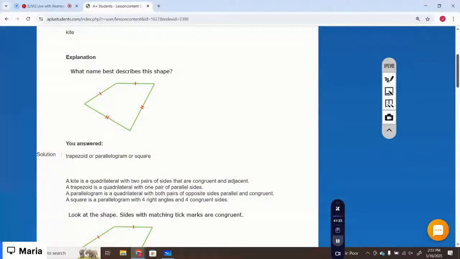A trapezoid is a quadrilateral with one pair of parallel sides. A parallelogram is a quadrilateral with both pairs of opposite sides parallel and congruent. A square is a parallelogram with four right angles and four congruent sides. That is a kite, because a kite is a quadrilateral with two pairs of sides that are congruent and adjacent.